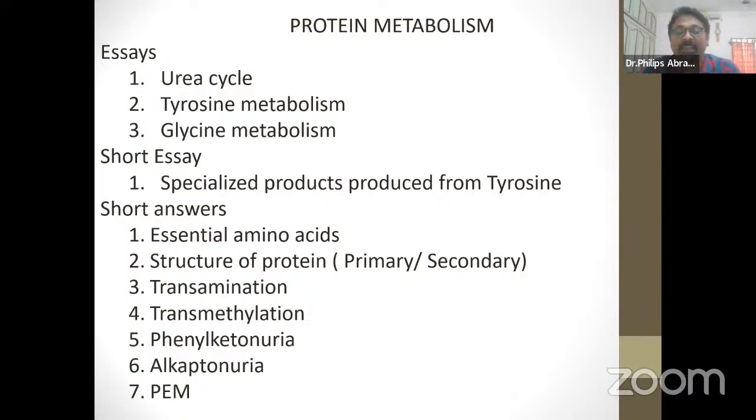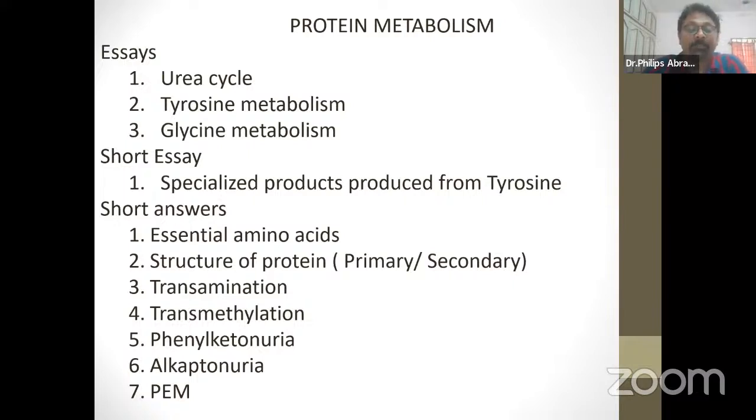Explain the various levels of structure of protein with example was the question. So anyway, in the last 10 years, once or twice the primary, or once or twice the secondary structure of protein has been asked. Okay. Another question is transamination. I will say about that later, because that question can be used in several places.